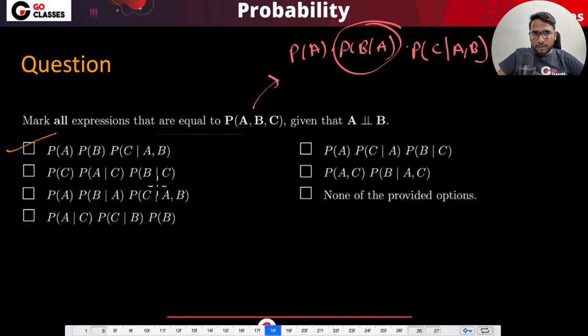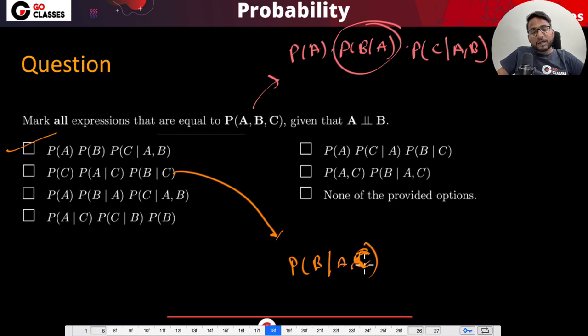What about this option? This is saying probability of C into A comma C. Now the last term should be probability of B given A comma C. Now, A and B are independent, but given C they are not necessarily independent, right? See, given C they may or may not be independent. So that is why you will say that you cannot write it like this, probability of B given C. Because given C they may or may not be independent. So that's why this is false.